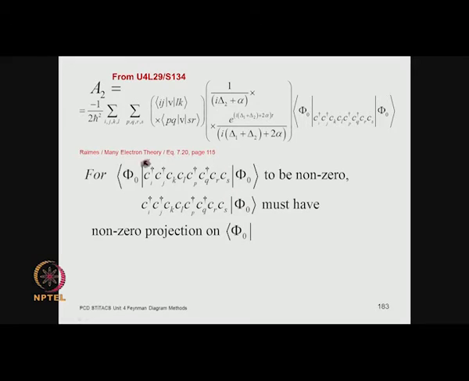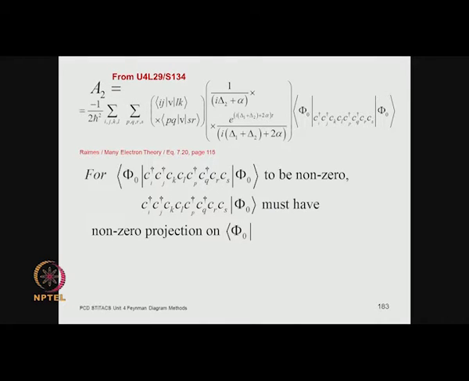Now, once again you have to remember that for this to be non-zero, the result of this operator on phi 0 must have a non-zero projection on phi 0, right. And what does it mean? That the indices i, j, k, l, p, q, r, s cannot be arbitrary. They each can take infinite values, but they cannot be arbitrary.